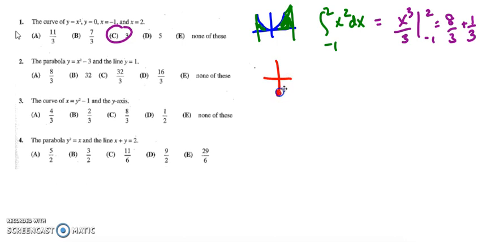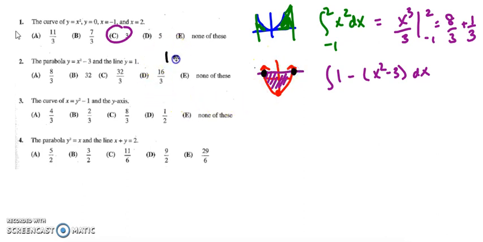All right, second problem, I have now x squared minus 3. So we've got a quadratic shifted down by 3, so that looks like this. And then the line y equals 1 looks like this. So I'm going to have top curve, which is the line y equals 1, minus bottom curve, which is x squared minus 3, dx.